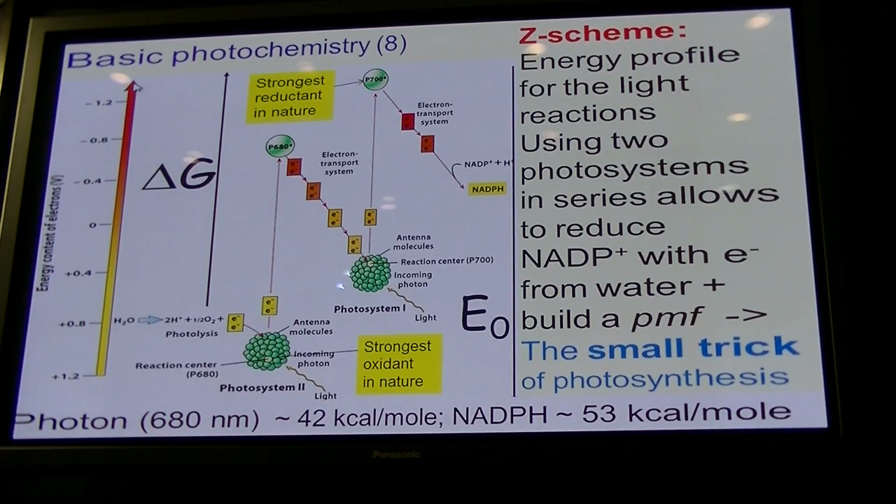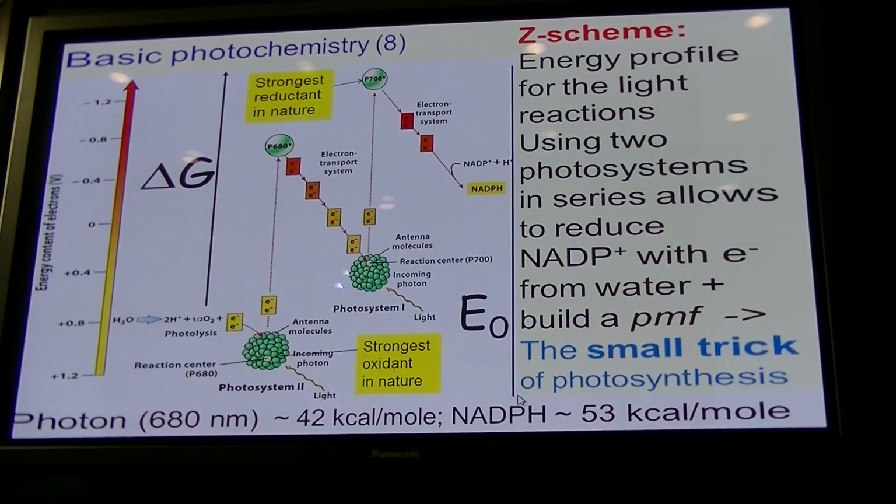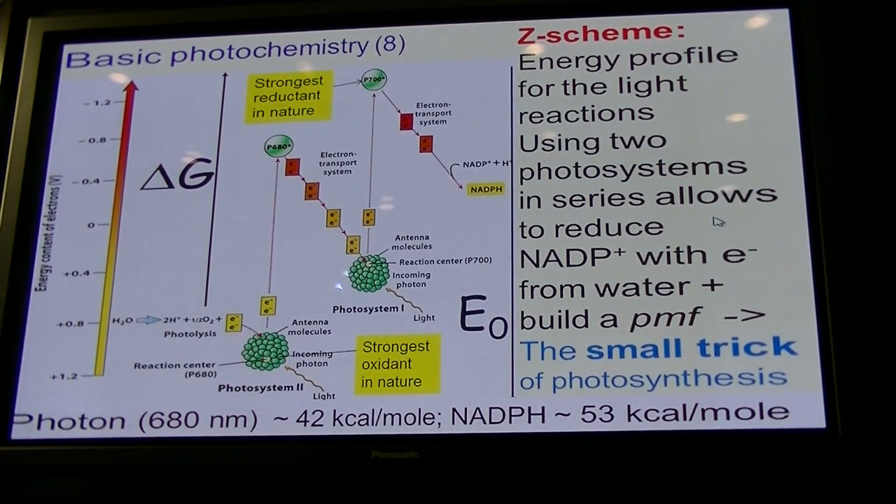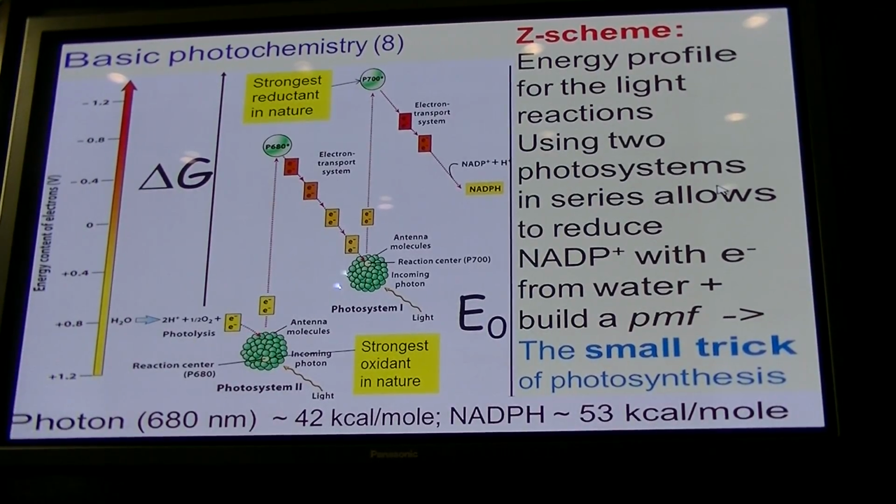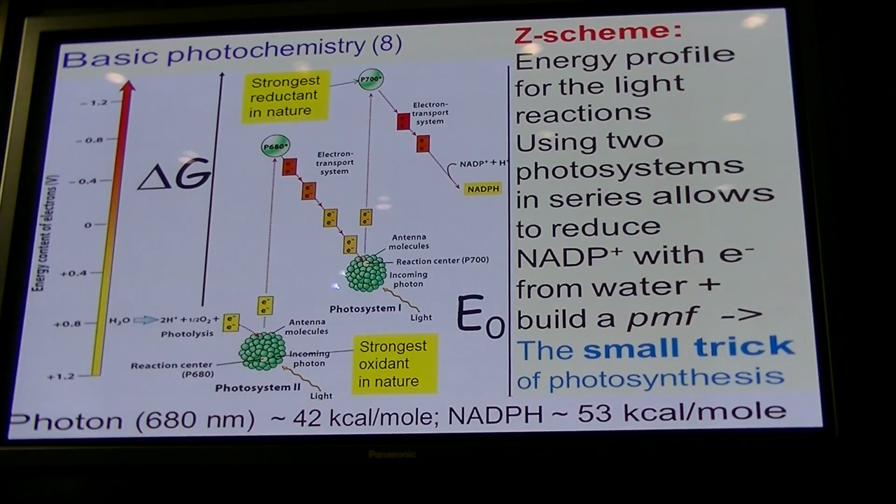So on this scale, what we're looking at here, the delta G, has a high energy here on the top, and on the other end we have the standard redox potential. At the bottom here, that's the highest standard redox potential. Because electrons flow to ever-increasing redox potential, remember that?